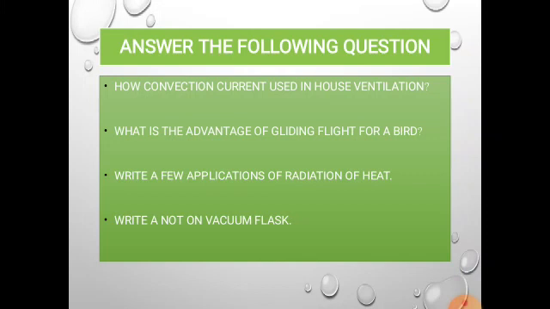The first one is how convection current is used in household ventilation. What is the advantage of gliding flight for a bird? Write a few applications of radiation of heat, and write a note on the vacuum flask.